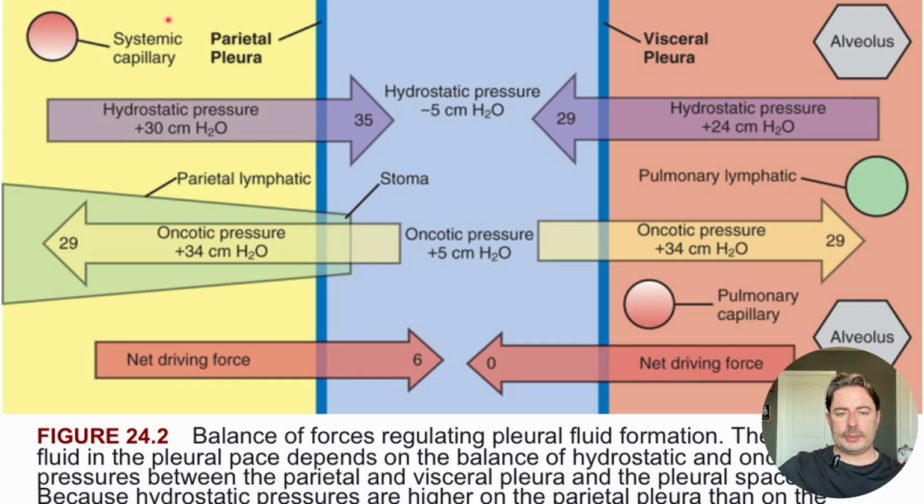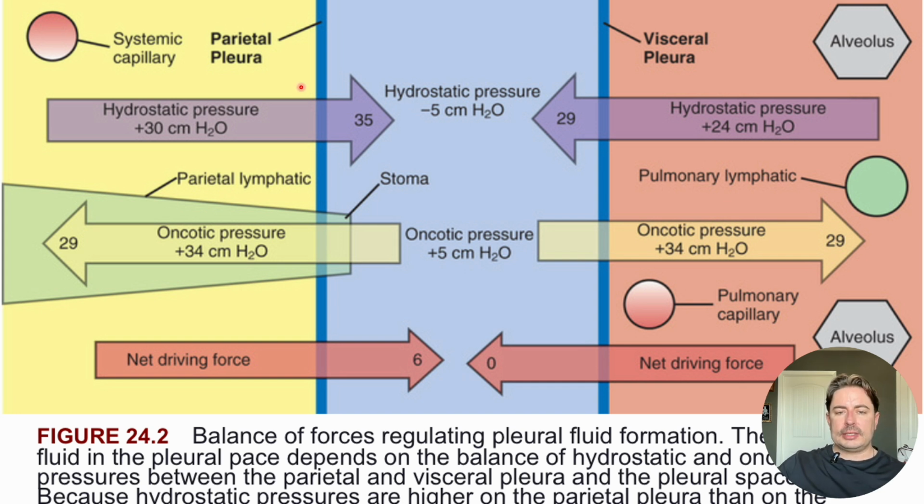So when we look at this image here, we've got the parietal pleura, we've got the pleural space, and we've got the visceral pleura. Remember, the visceral pleura surrounds the vital organs. The pleural space is between the visceral pleura and the parietal pleura, and the parietal pleura goes around the perimeter of the lungs, lining the thoracic cavity.